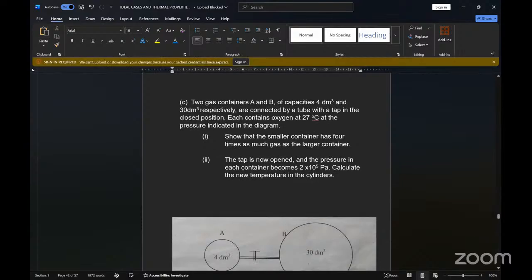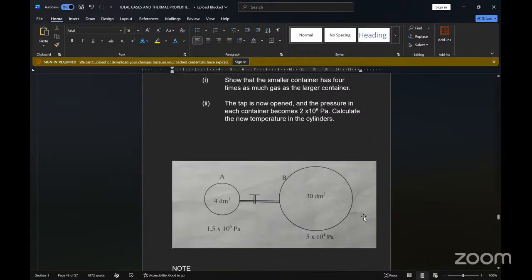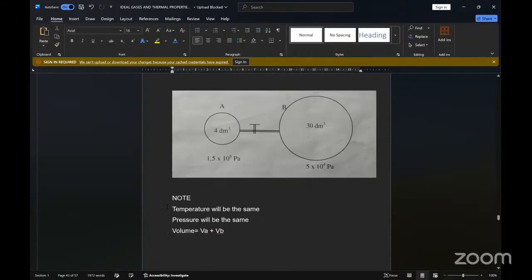Okay. It says two gas containers A and B of capacities 4 decimeter cube and 30 decimeter cube respectively are connected by a tube with a tap in the closed position. Each contains oxygen at this temperature and at the pressure indicated in the diagram. So the diagram has the pressures there. Show that the smaller container has 4 times as much gas as the larger container. Okay. So the smaller container has twice as much gas as the larger container.